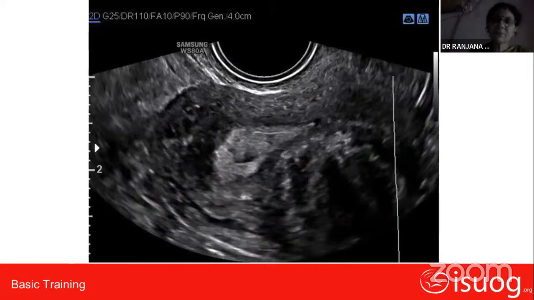This is another endometrial polyp, just in the lower end near the cervix. You can see a small black area. By sliding our probe in the posterior or anterior vaginal wall, we can see the sliding of the polyp in the endometrial cavity.